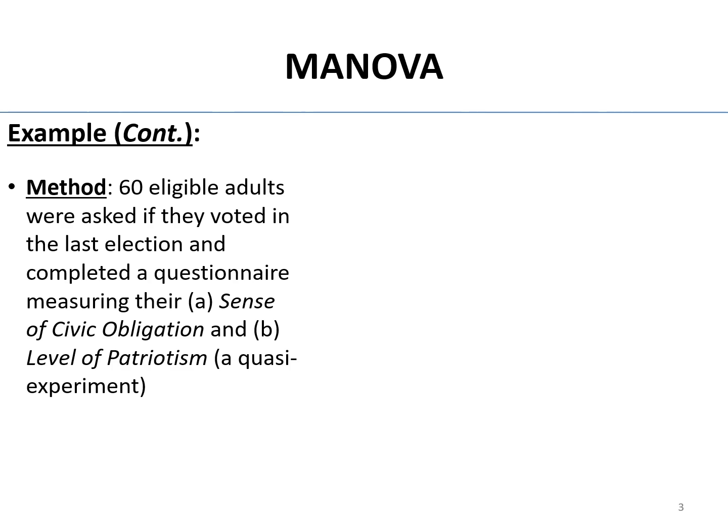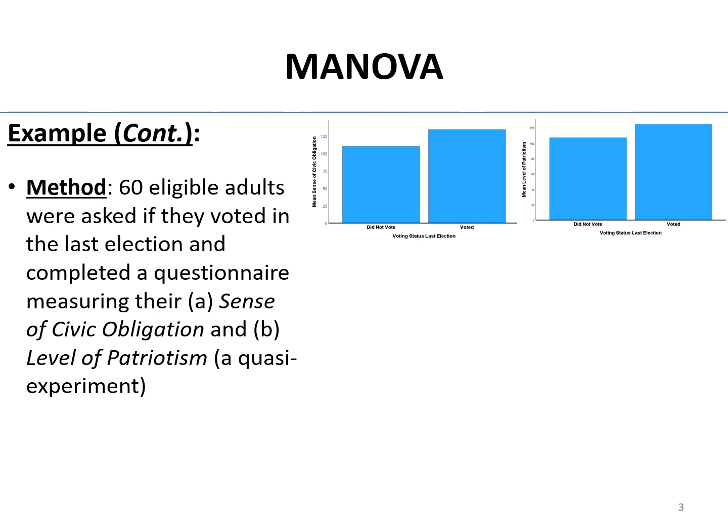So in this study, let's say they get 60 eligible adults and they're asked if they voted in the last election, and they complete a questionnaire that measures both their sense of civic obligation and their level of patriotism. This would be a quasi-experiment. We're not randomly assigning people to vote or not. And there's your means. You can see, just looking at the bar charts, it looks like those who voted are higher on the left, so they're higher in sense of civic obligation, and directionally higher in patriotism as well.